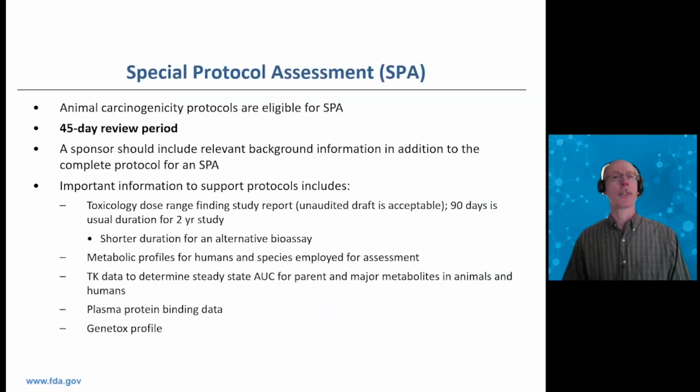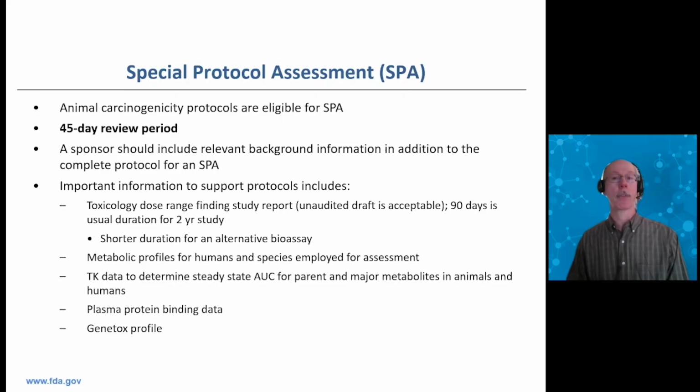So a special protocol assessment is mostly used for clinical trial protocols, but as I say, animal carcinogenicity studies are eligible for a special protocol assessment. This is a 45-day review period. The sponsor should include all the relevant background information in addition to the complete protocol for the carcinogenicity study in the request.